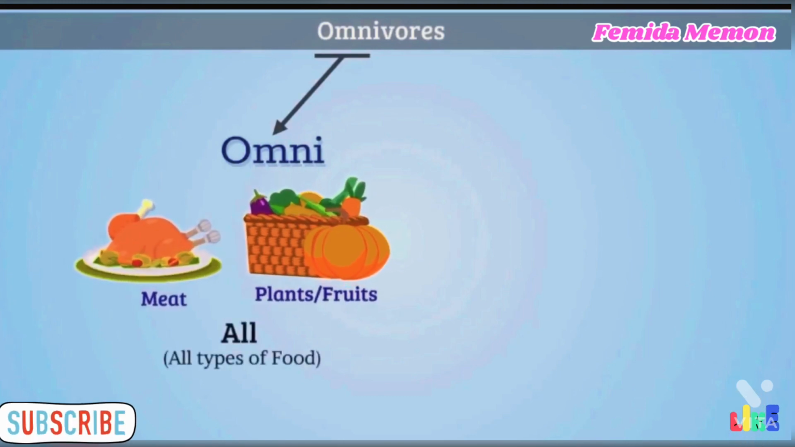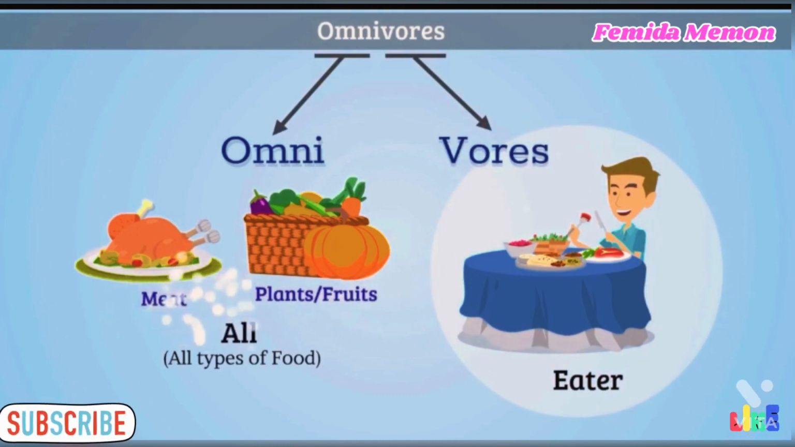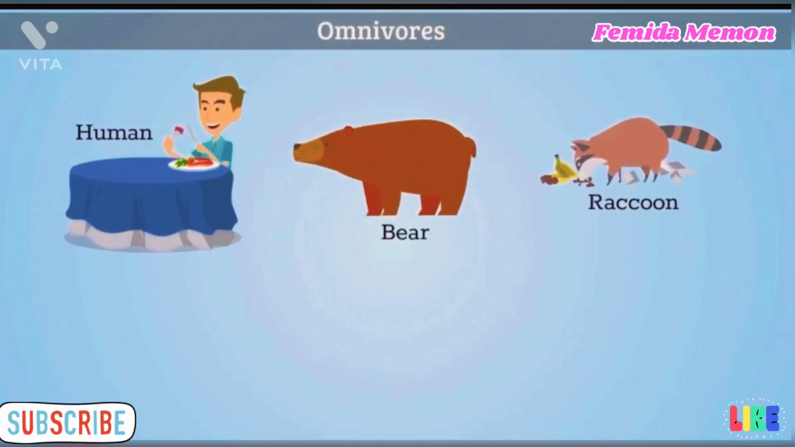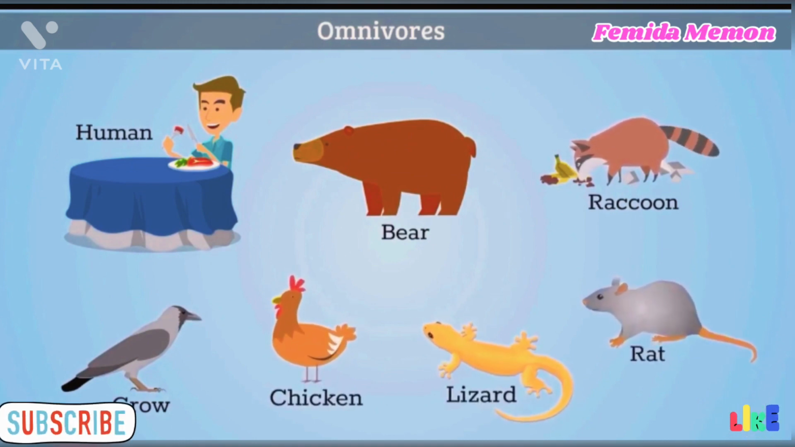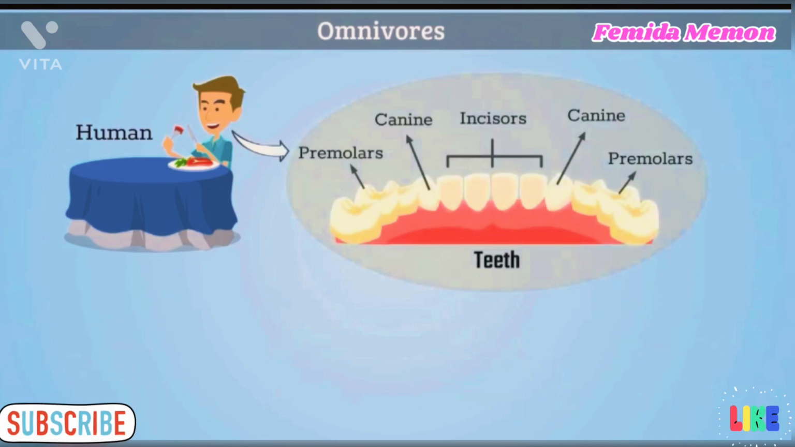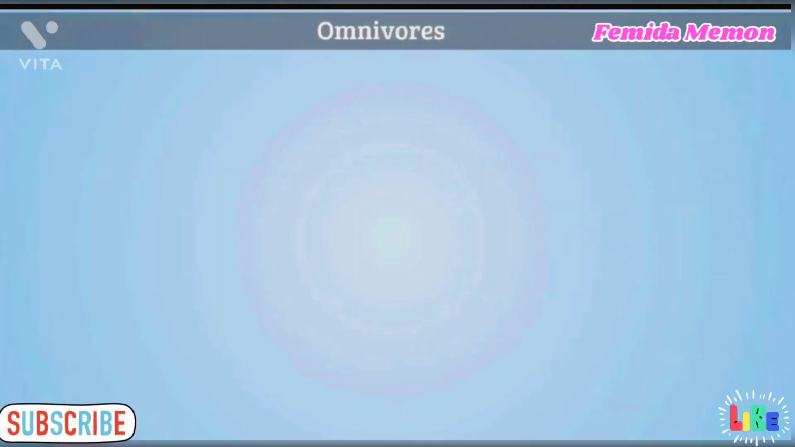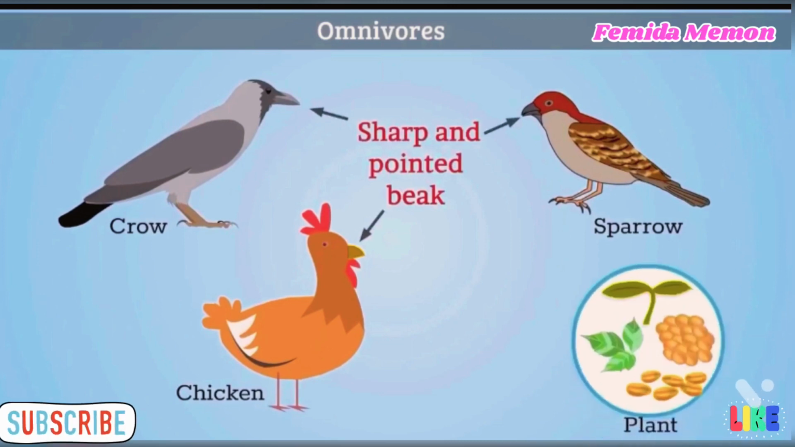Omnivores. Omni means all, vores means eater. The animals which obtain their food from plants as well as other animals are called omnivores. Examples: humans, bear, raccoon, crow, chicken, lizards, rats, etc. They have different kinds of teeth which help them to eat plants as well as flesh. Omnivorous birds have sharp and pointed beaks for eating both plants as well as small insects.